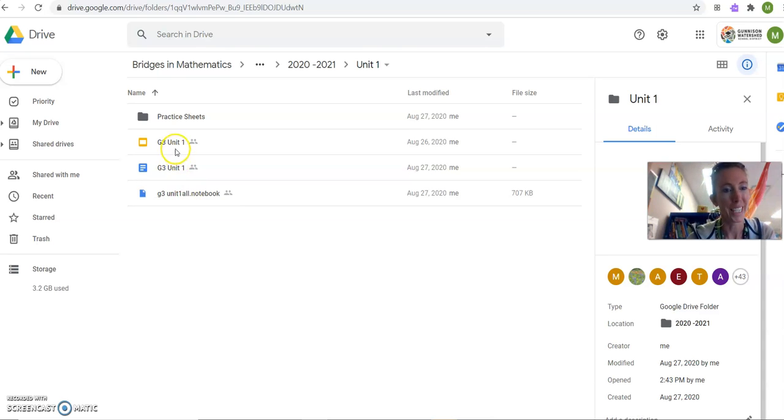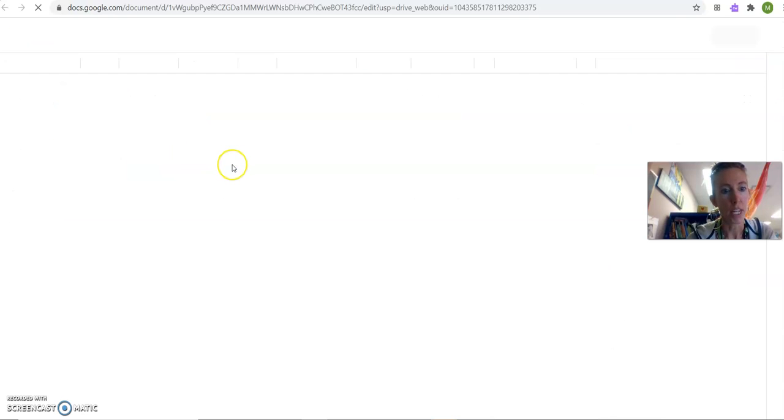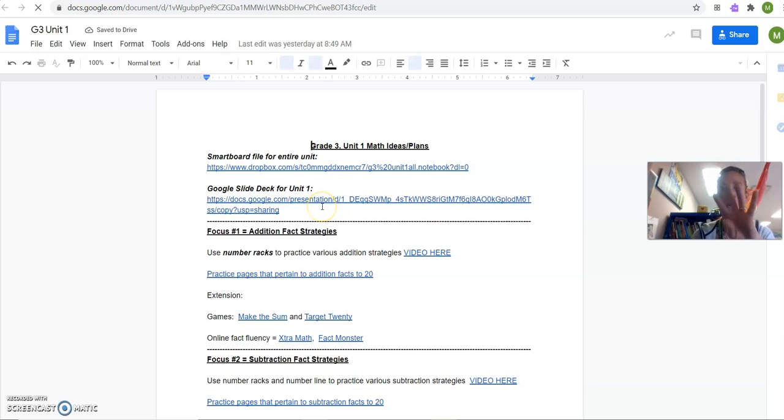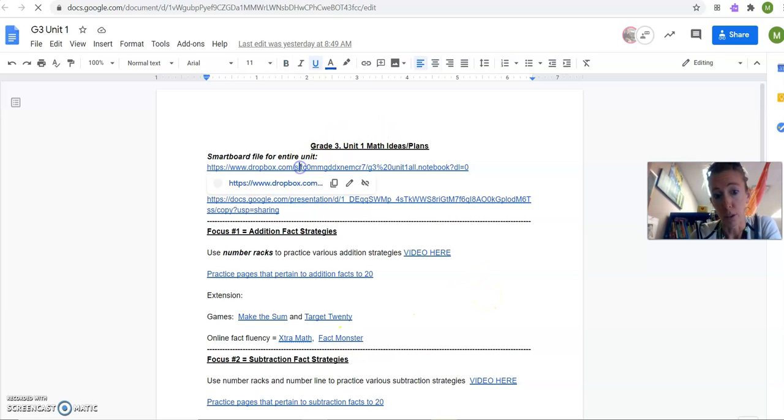So let's see, Grade 3 Unit 1, if I go there, here are the notes on the four main focuses for Unit 1, condensed down for you, and the SmartBoard file is also right here. You can get it there. And then the Google Slide Deck, you can also get right here.